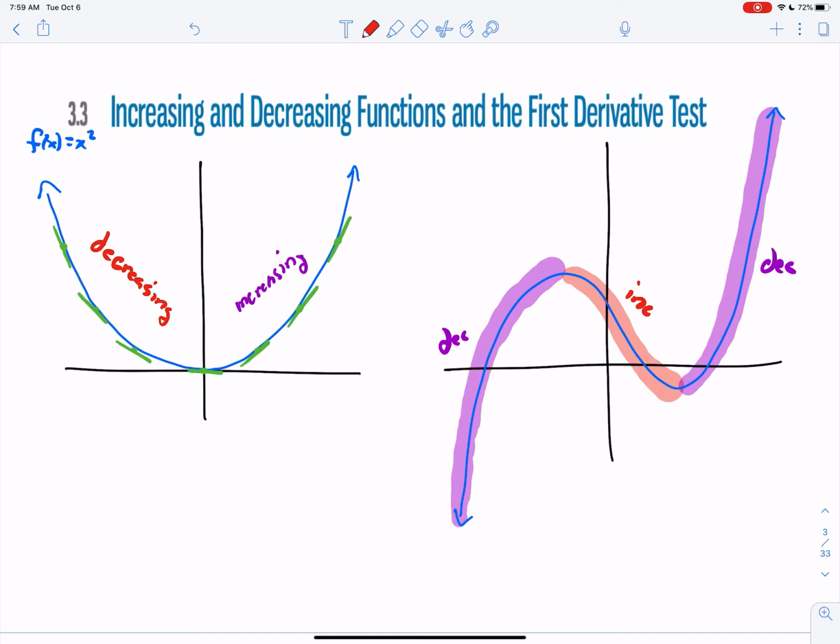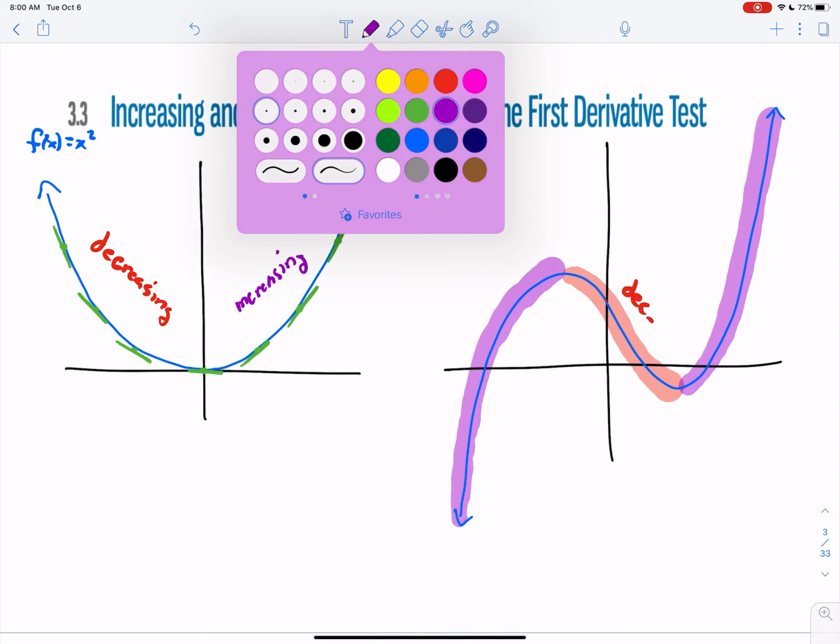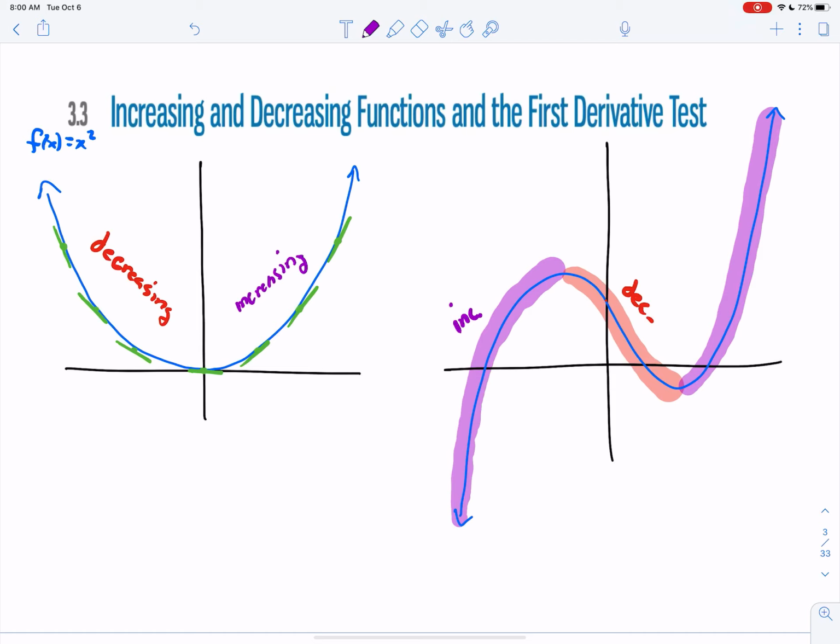Wait, I got that wrong. I got that flipped. Whoops. Why didn't you guys correct me? Increase, decrease, increase. Okay, I'm going to go ahead and get rid of the highlights.